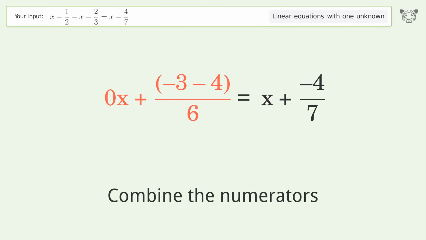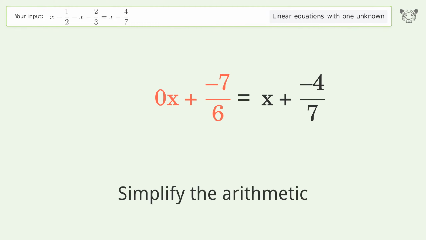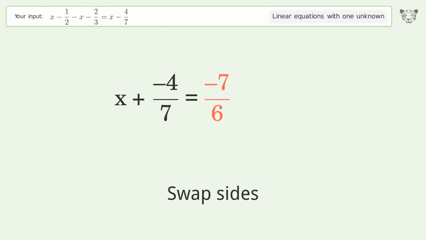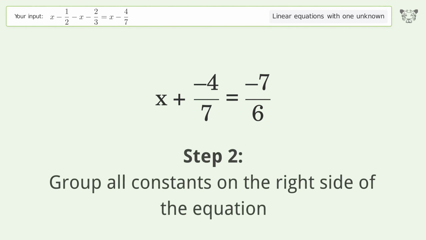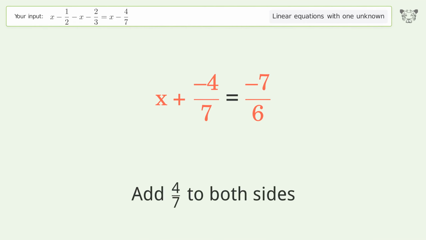Combine the numerators. Simplify the arithmetic. Swap sides. Group all constants on the right side of the equation. Add 4/7 to both sides.